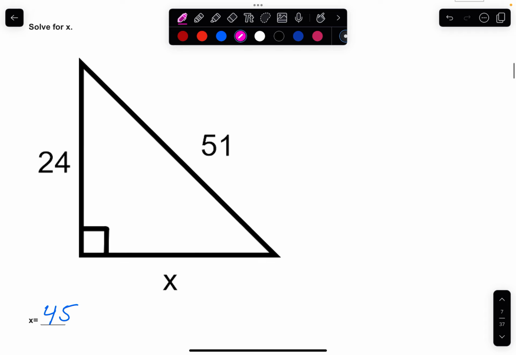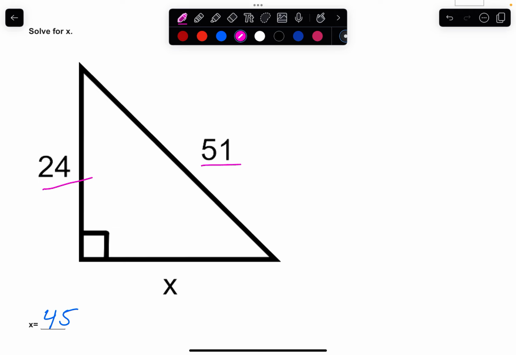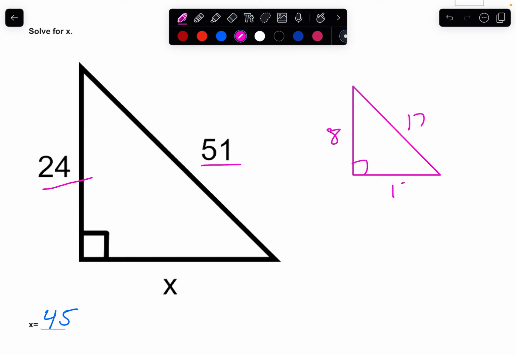All right, right triangle. We don't have a 30, we don't have a 60, we don't have a 45, we just have two numbers. So if you have two numbers, your best first move is to reduce. I know 3 goes into this. Let's see, 24 divided by 3 would be 8. 51 divided by 3 would be 17. If you know your triples, you know that that's a 15 there. So 15 times 3 would give you 45.